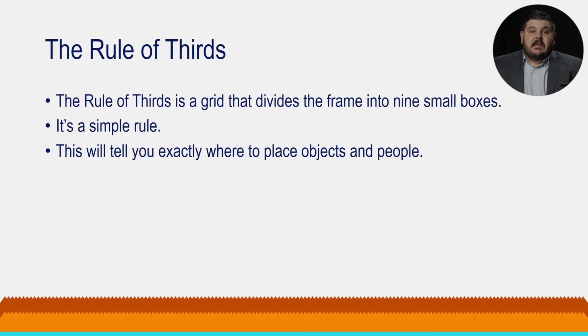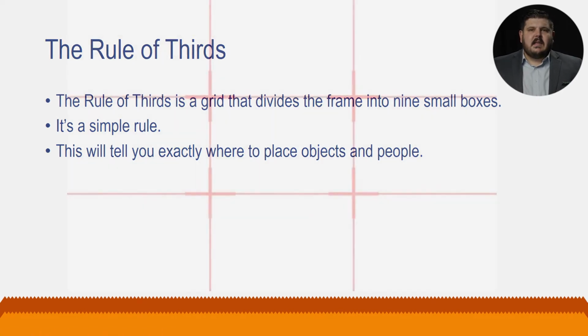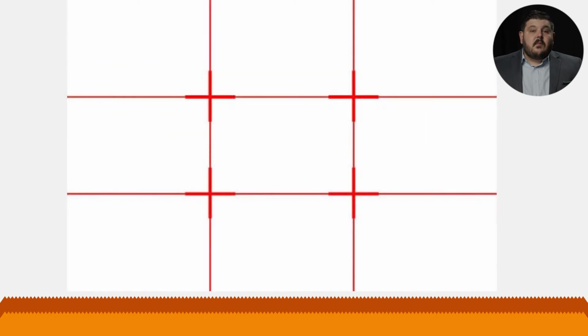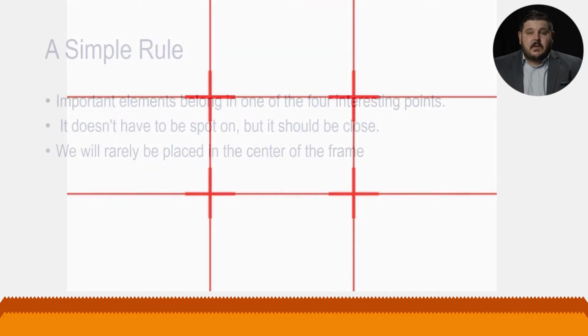In order to understand where to place objects in the frame, you first have to understand how to visualize the frame. We use a very simple technique called the rule of thirds. The rule of thirds is a grid that divides the frame into 9 small boxes. Think of it like a tic-tac-toe board. From now on, every time you frame a shot, superimpose this image over your frame. This will tell you exactly where to place objects and people.